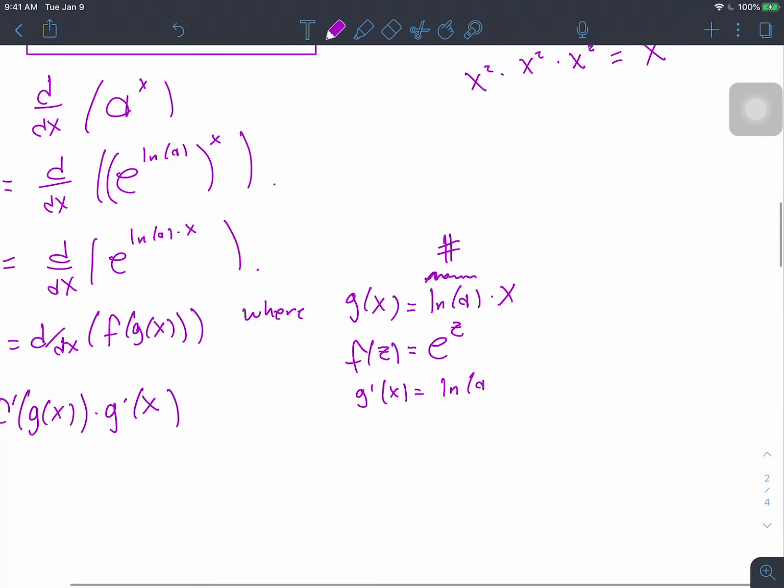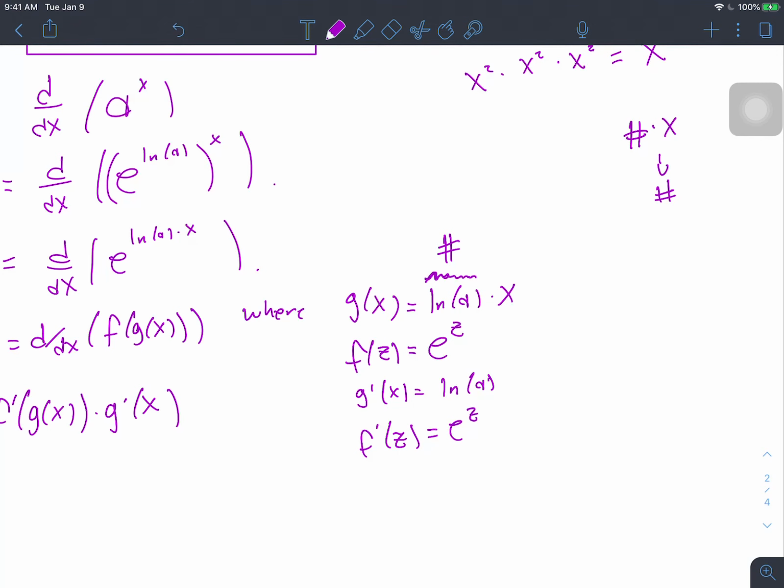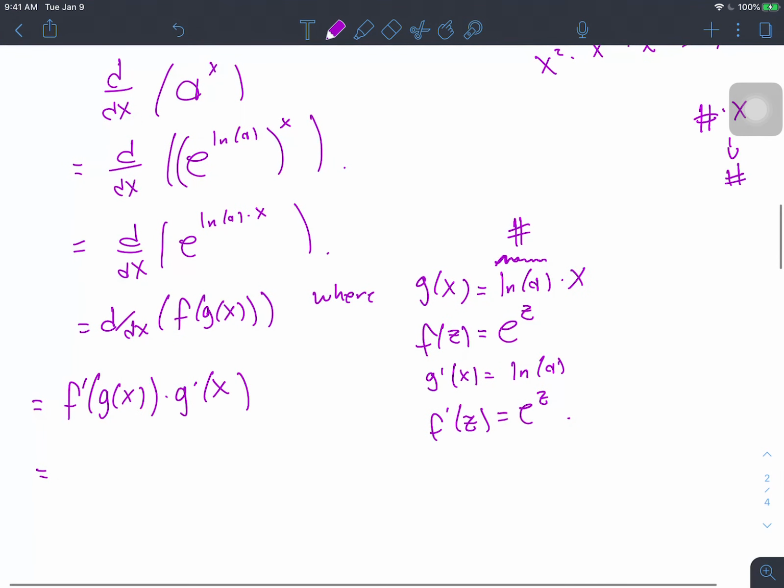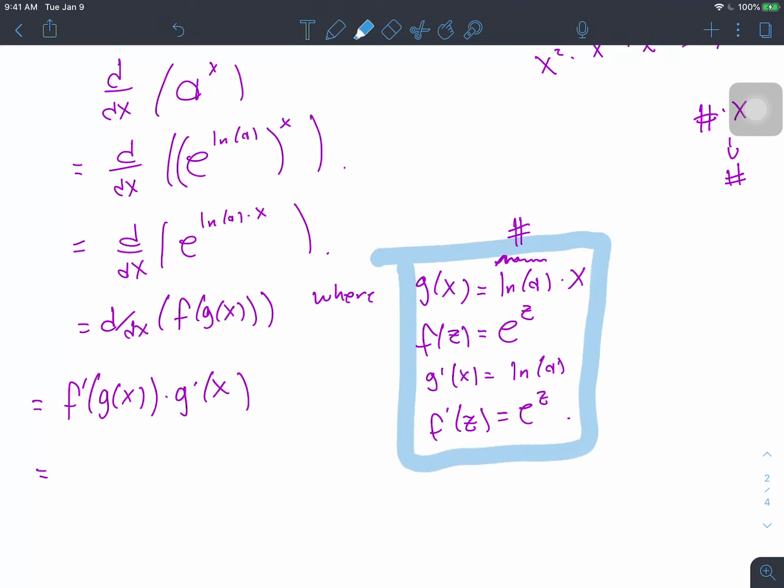And remember, we have a rule for how to do the derivative of a number times x. We just get that number back. All right? So g prime of x is just ln of a, and f prime of z, this is the easy rule, it's just e to the z. Finally, this is kind of like my blue box again. Finally, I can plug in. I get e to the ln of a times x times ln of a.